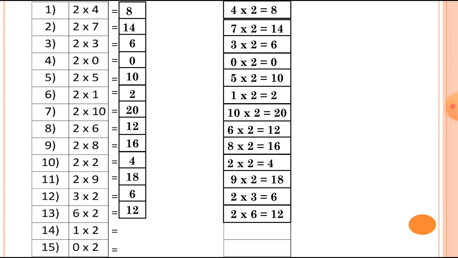Now number 14. 1 2s are 2. So what will be the multiplication fact? It will be 2 1s are 2. Now at the last, 0 multiplied by 2. So we can write down 0. Answer will be 0. And what will be the multiplication fact for it? 2 multiplied by 0 is equal to 0.